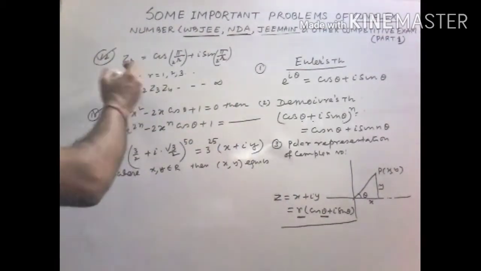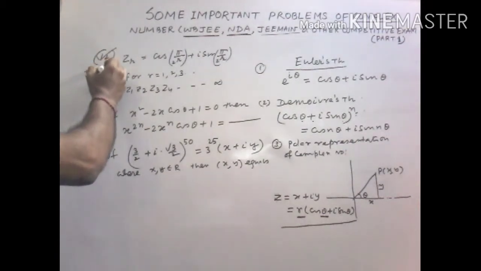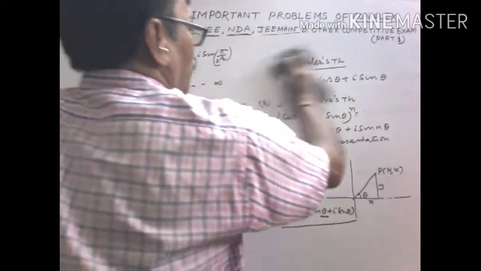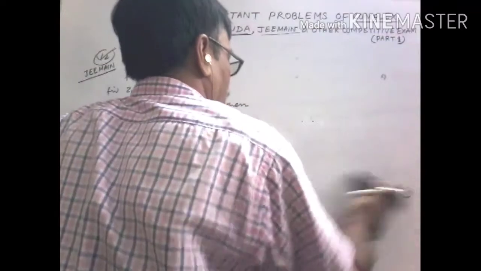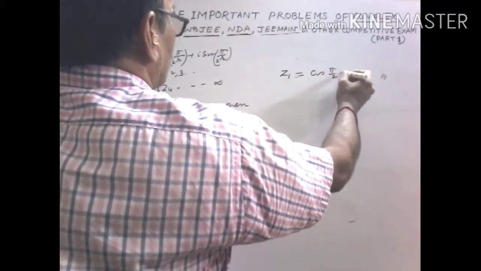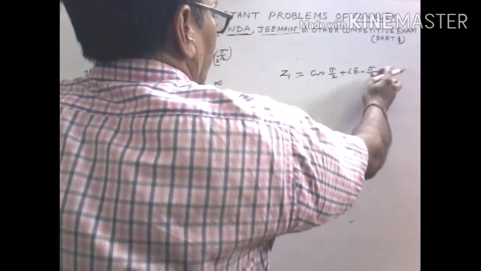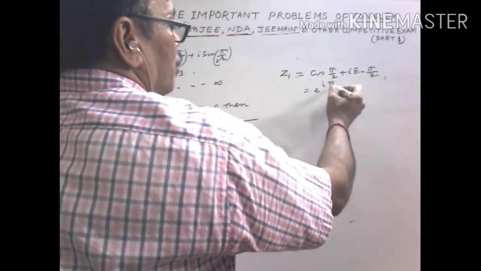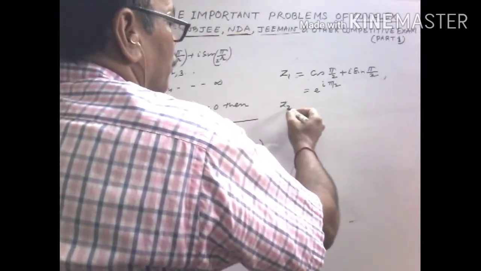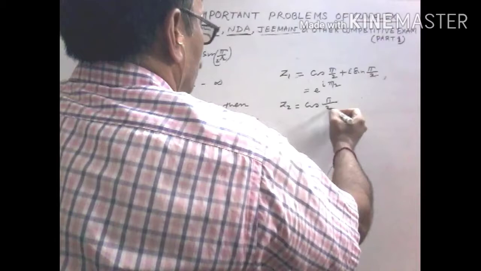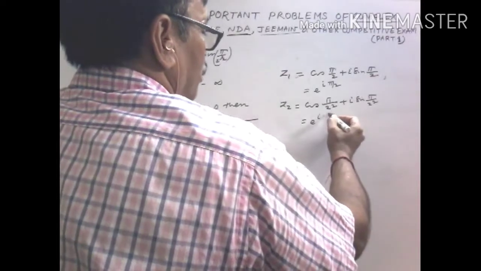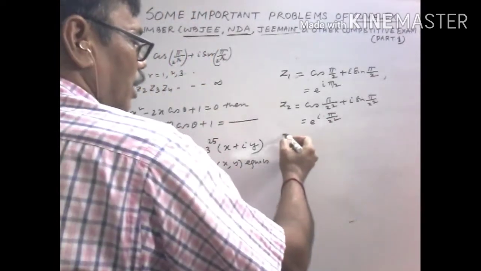So look, problem number 1. This is a problem of JEE Main. So the product of Z1, Z2, Z3, Z4 and so on. What is Z1 first? It is cos pi by 2 plus i sin pi by 2. So this is e to the power i into pi by 2 by Euler's theorem. Now what is Z2? (cos pi by 2) square plus i (sin pi by 2) square, so it is again e to the power i into (pi by 2) square.